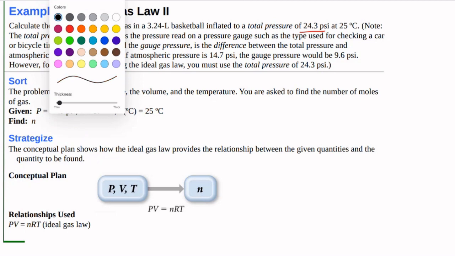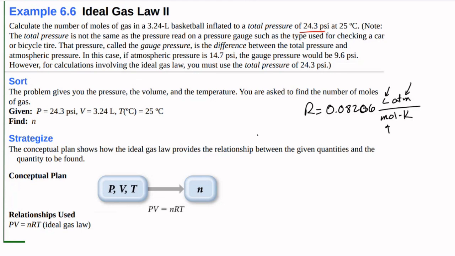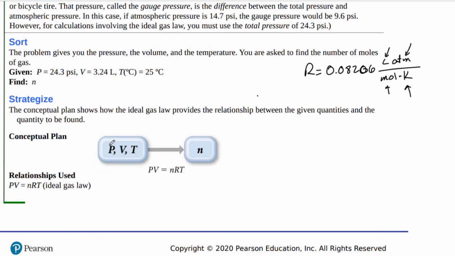So the difference between this problem and the previous problem is that we need to convert everything into the units of R. And remember, R is equal to 0.08206 liters times atmospheres divided by moles times Kelvin. Okay, so we need to make sure our units match up. We need our volume in liters, our pressure in atmospheres, and we need moles for our amount of gas, which is usually in moles, but we might be given grams. We might have to convert grams to moles using the atomic mass or molecular weight. And then our temperature has to be in Kelvin. Okay, so let's go ahead and get started.